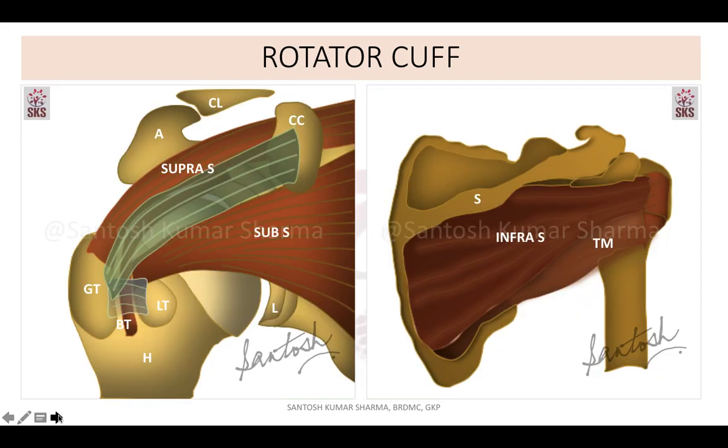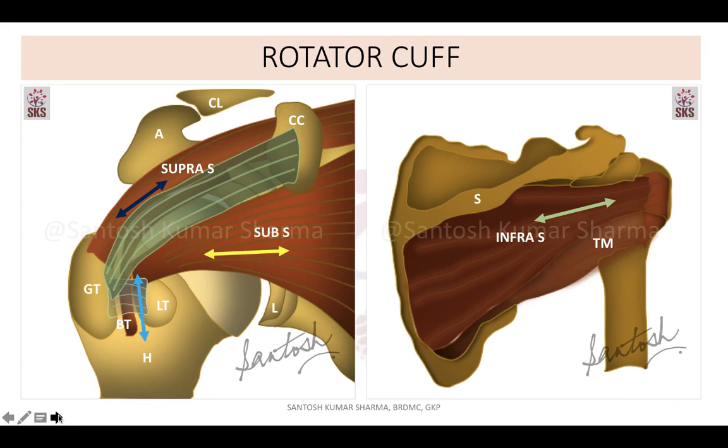Now this is the rotator cuff and it has basically four muscles. The supraspinatus, and the orientation, as you can see, is oblique. It comes from the supraspinatus fossa and inserts into the greater tuberosity. Then we have the subscapularis, which runs from the scapula and inserts into the lesser tuberosity, and the orientation is horizontal. Then we have the infraspinatus, which runs obliquely from the posterior part of the scapula and inserts into the greater tuberosity.